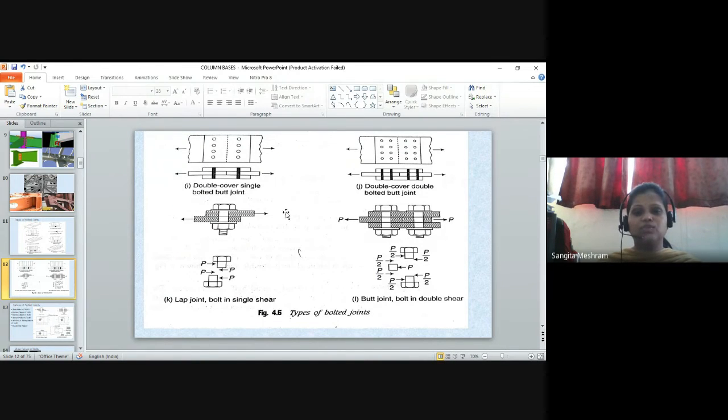Okay, this diagram shows the double cover single bolted butt joint. This is the double cover double bolted butt joint. The plan and elevation are given in this diagram. Just see here, this is the bolt, these are the plates. This figure is actually a lap joint. The two plates are overlapped, so it is a lap joint, and this is a bolt in single shear. I will tell you about this shearing process. These are some types of bolted joints.